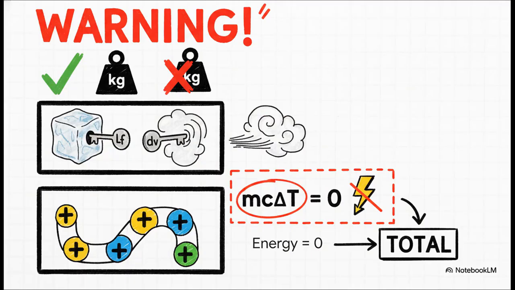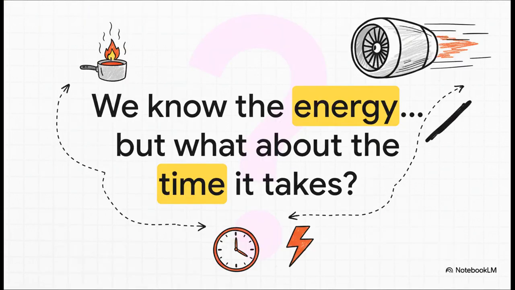And finally, let's avoid the easy mistakes. First, please always convert your grams to kilograms. The formulas demand it. Second, double-check that you're using the right L value, LF for melting, LV for boiling. Third, never ever try to use E equals mcΔT for a phase change, because the change in temperature is 0 and the formula just won't work. And last, for those multi-step journeys, don't forget to add up the energy from every single step to get your final answer. So now you have all the tools to calculate the total energy needed for any phase change journey.